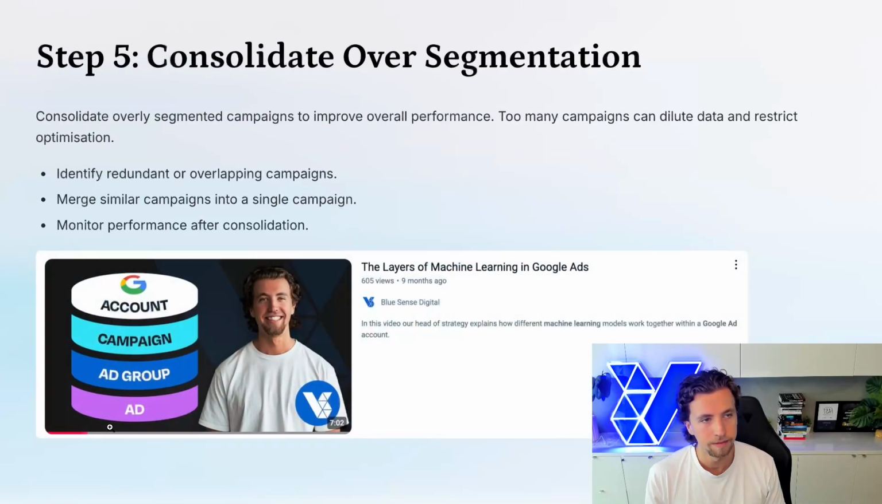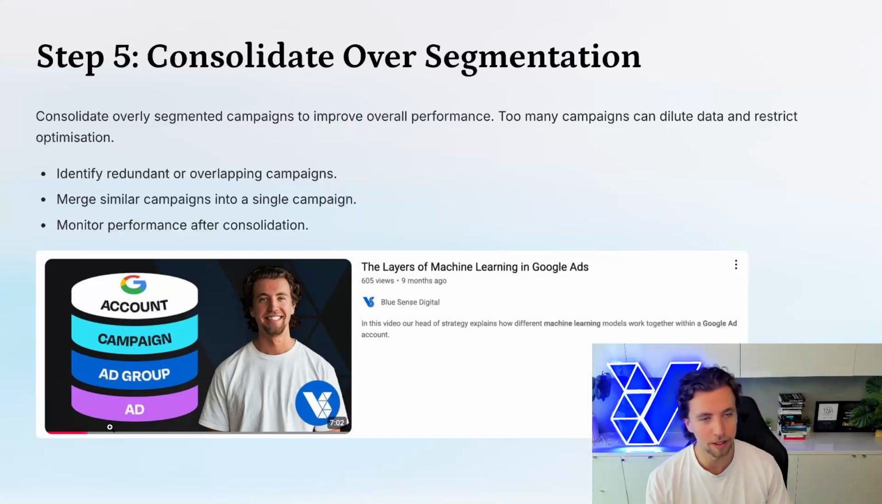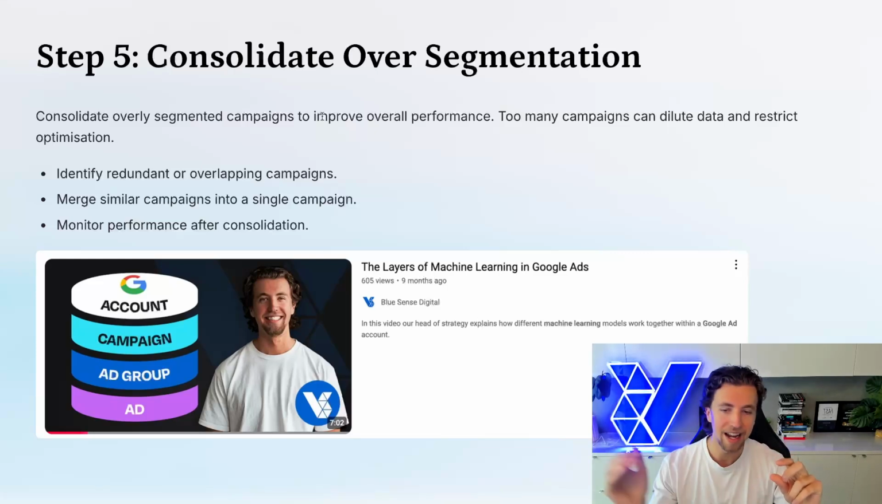Step number 5, consolidate over-segmentation. And we actually have a video on this that will better articulate what I'm about to explain, which is that you want to consolidate overly segmented campaigns to improve overall performance, because too many campaigns dilutes data and restricts optimization. And this is based on the way that data is segmented through the campaign structure of Meta and Google. So when a product or an ad goes into the auction and serves in front of a user, it is inheriting data from the ad level, ad group level, campaign, and then account level.